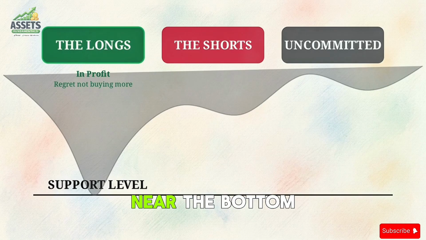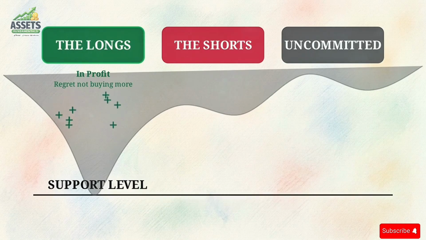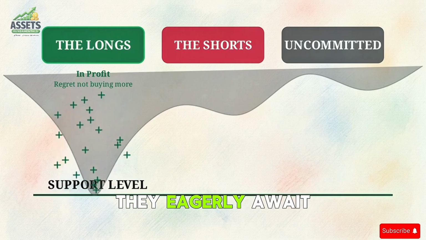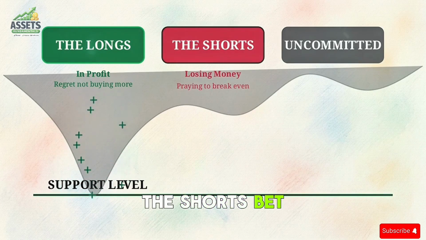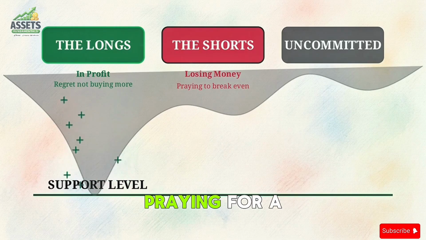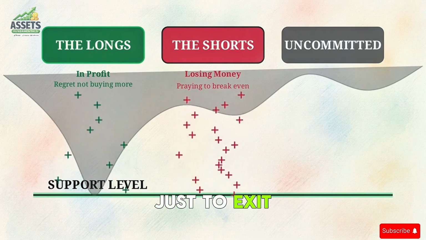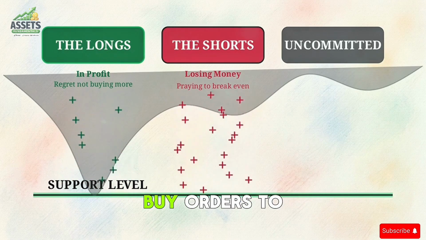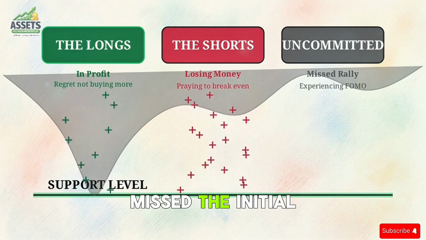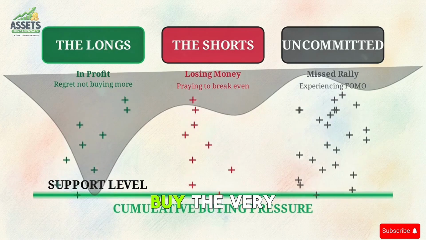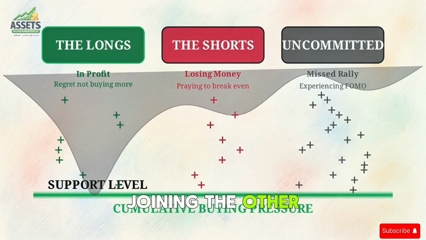The longs bought near the bottom and are currently in profit. Regretting they didn't buy more, they eagerly await a dip back to that support area to add to their positions. The shorts bet against the market and are losing money. Praying for a dip back to that same line just to exit at break-even, they must issue buy orders to close. Finally, the uncommitted are traders who missed the initial rally. They resolve to buy the very next dip, joining the other two groups.